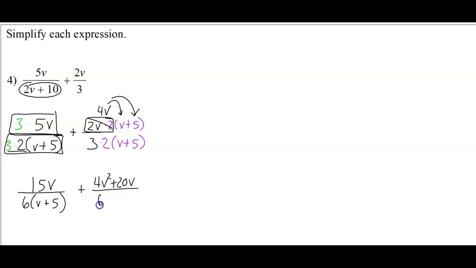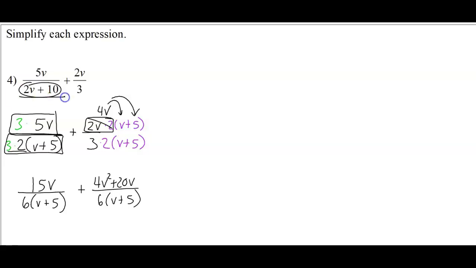And on the bottom, we're going to have 6 times v plus 5. So once again, you could multiply in on the denominators, but it'll actually just end up making a little bit more work for you if you do. All right, so let's review.